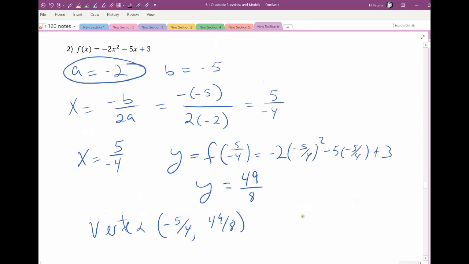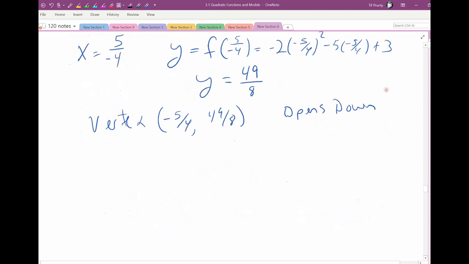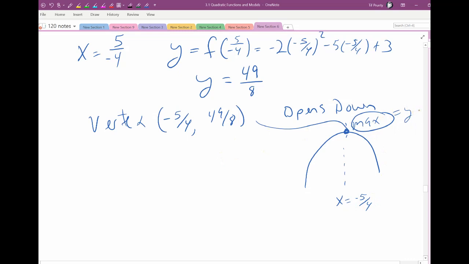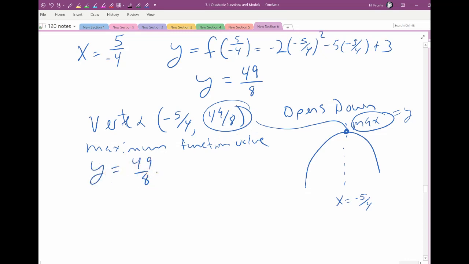A is negative, and so it opens downward. That's its vertex point, so the axis of symmetry would go through the negative 5 fourths. It would have a maximum, and the maximum is the y value. So this is a maximum case. The maximum function value of this function is that ugly fraction, the y value 49 over 8. That's the biggest value the function hits. So the maximum function value is 49 eighths.